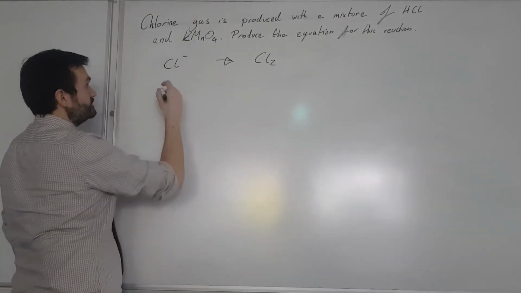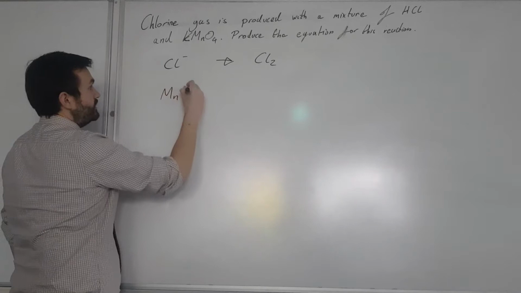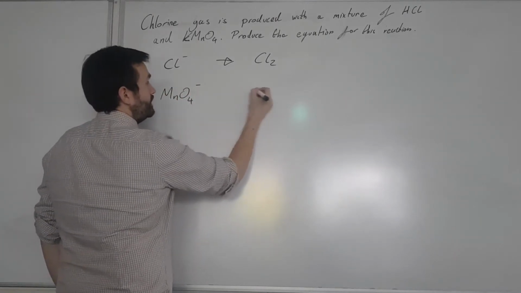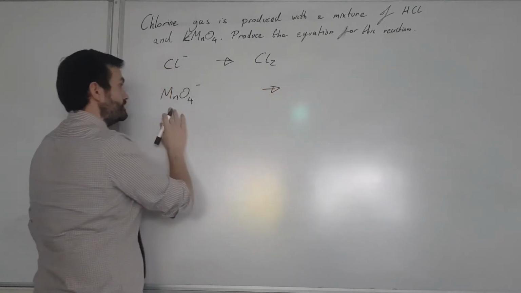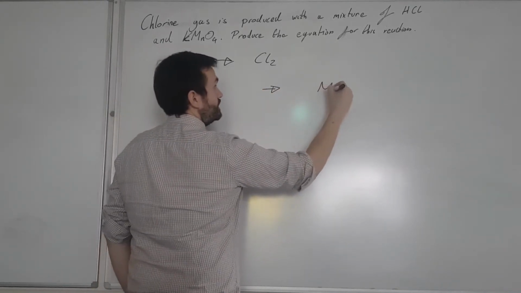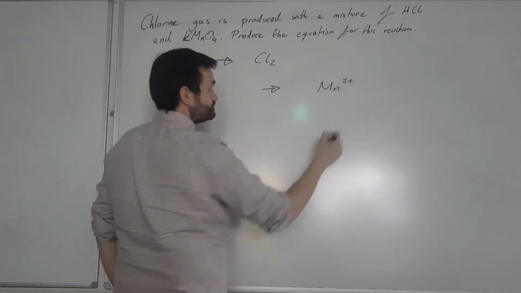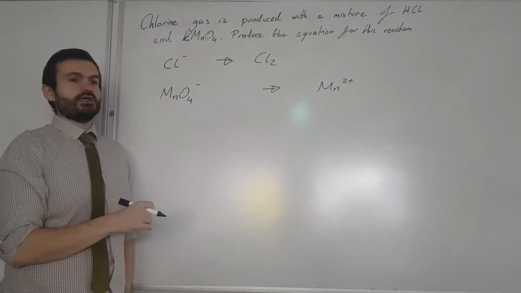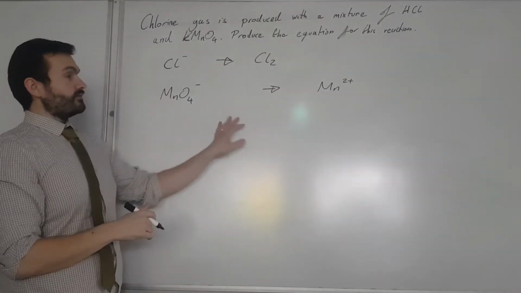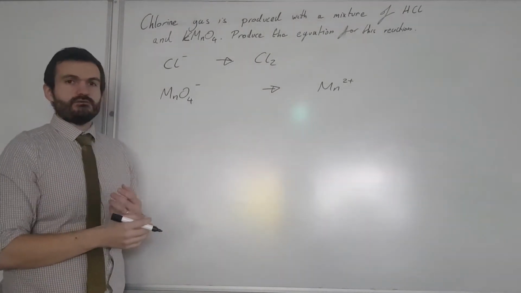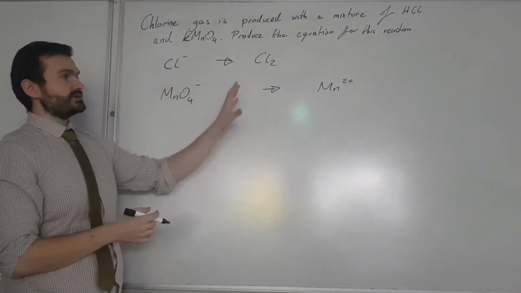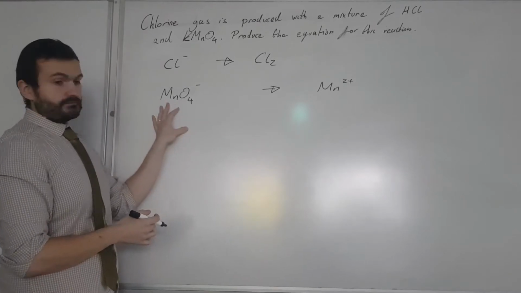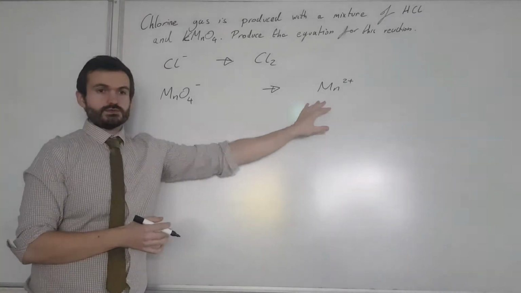We have KMnO4, so we have MnO4⁻, and we need to know that it goes to Mn²⁺. You can do this for every single redox reaction. Quite often they will tell you, so they might have Fe²⁺ to Fe³⁺, but it will tell you some oxidation states. With the manganese, you need to know it goes to 2 plus.